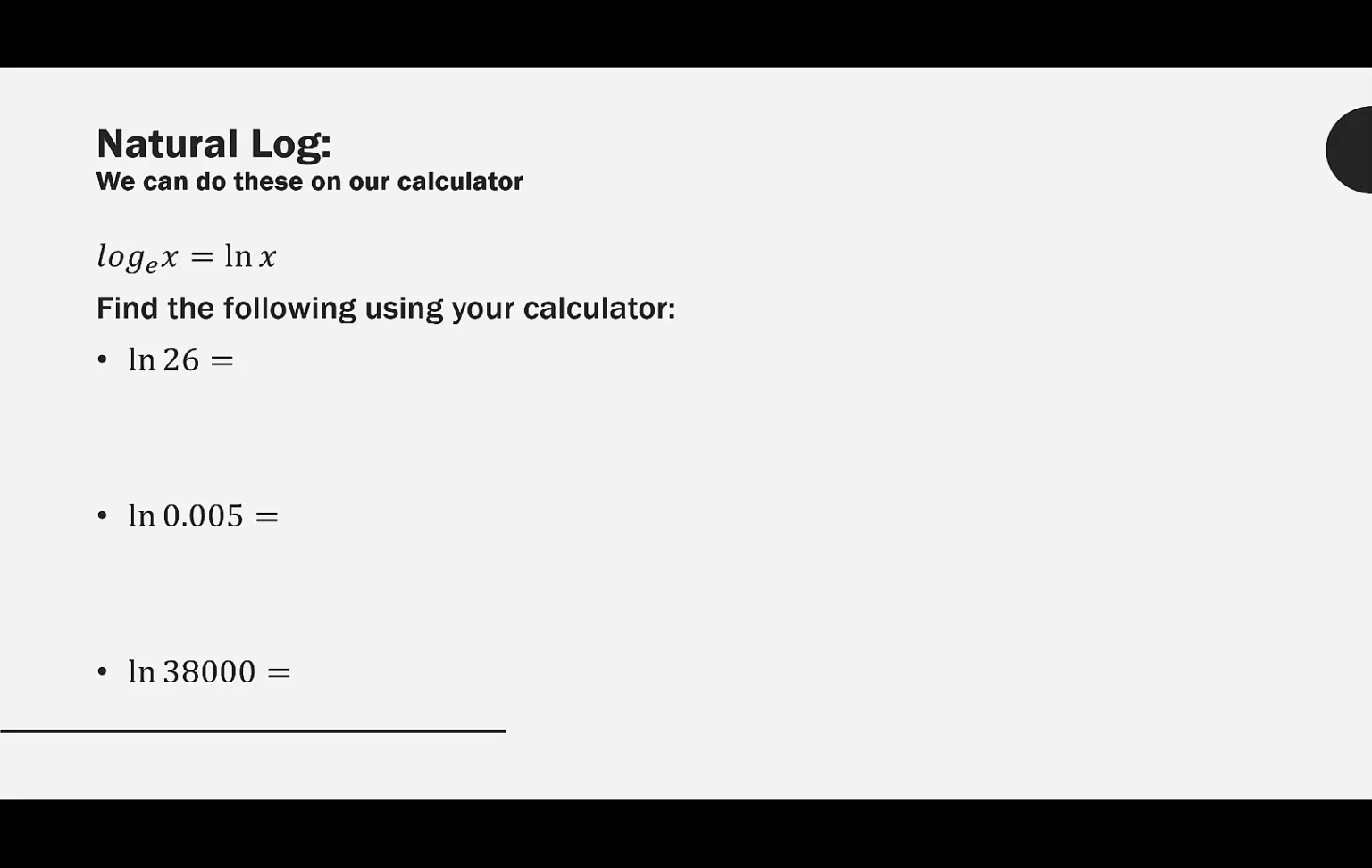For example, I can find the natural log of 26, and here you can see I've rounded it to 4 decimal places, so I have 3.2581. If I do the natural log of 0.005, I've rounded it to negative 5.298. I also have the natural log of 38,000, which I rounded to 10.545.